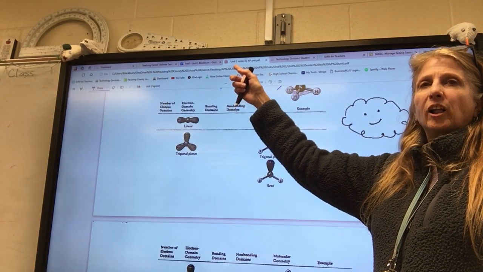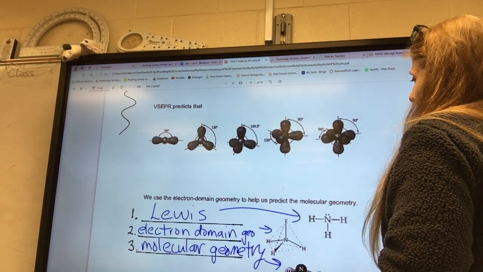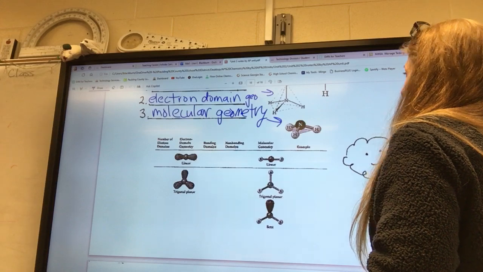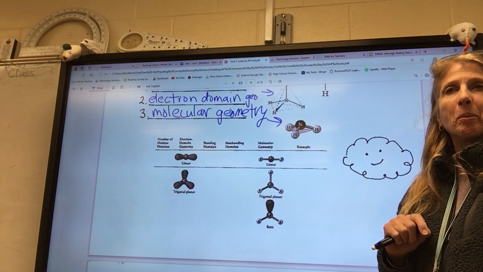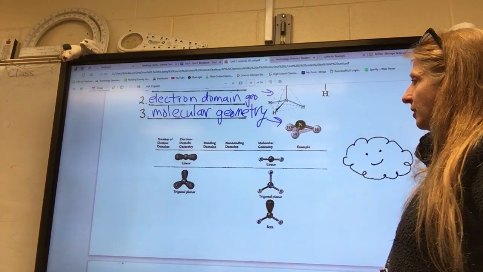Do I need to go back up? Was that too fast? Yes, I figured. It's just not letting me scroll just a tiny bit. Oh, how about that? Is that good? The first line is Lewis structure. They got cut off. Okay.